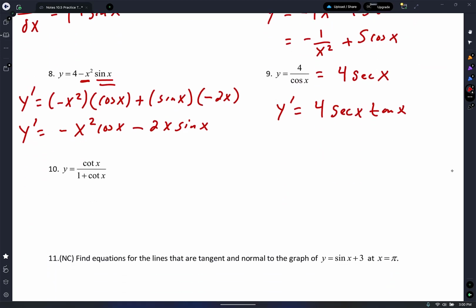All right. Question 10. Y prime equals. This one we're going to have to do what rule? Quotient. Bottom, 1 plus cotangent x, times the derivative of the top. What is the derivative of cotangent? Negative.